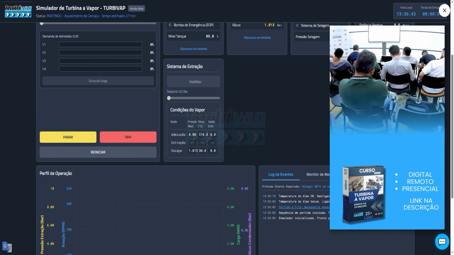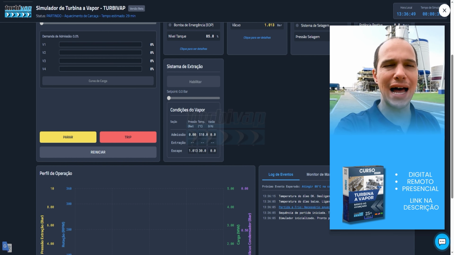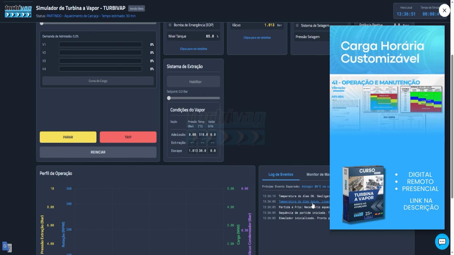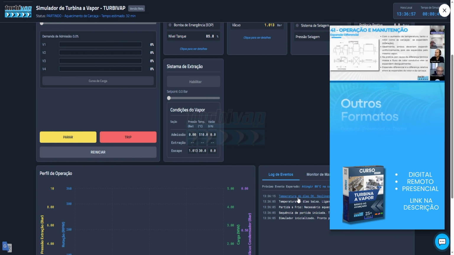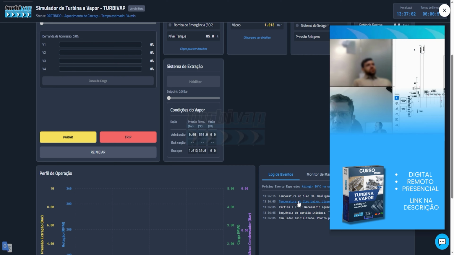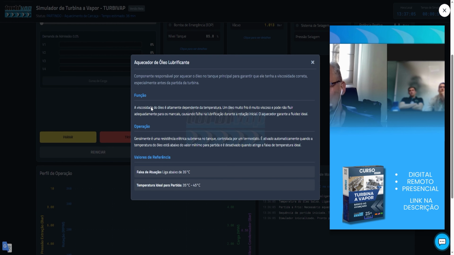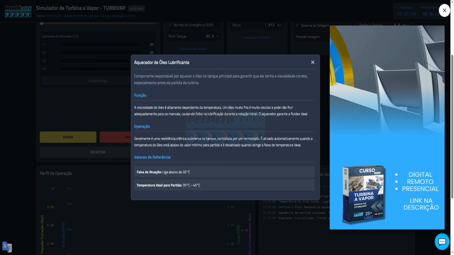The temperature on the carcass is cold, so it is necessary to heat the carcass to 80 degrees. In this simulation, the temperature is below, so it will also turn on the heater. Here it has already turned off the oil heater. The logs are recorded here, and if we click here, we will have more information, the main function of each one and the reference operation values.